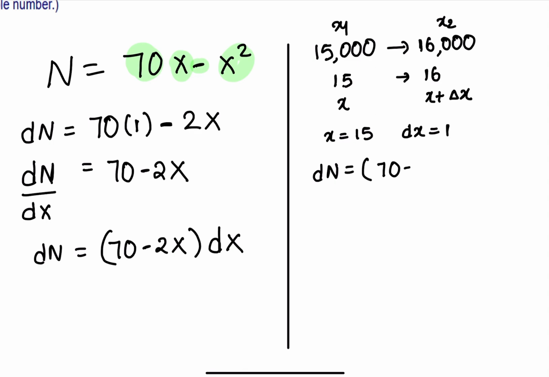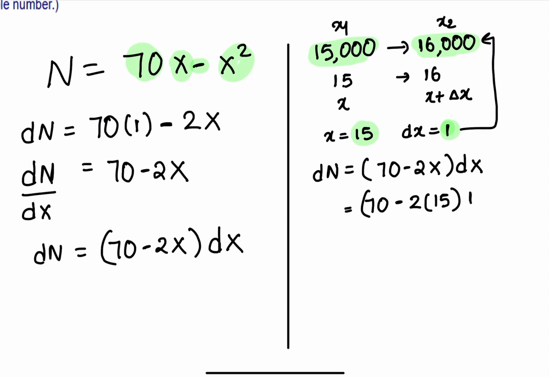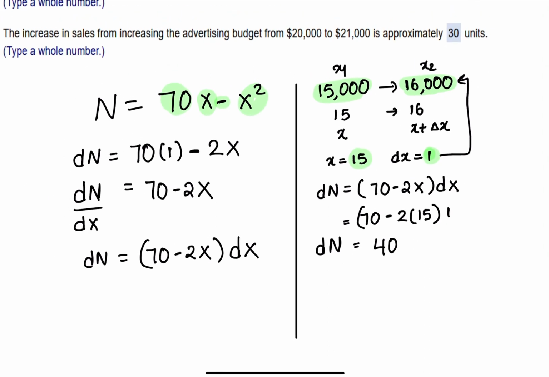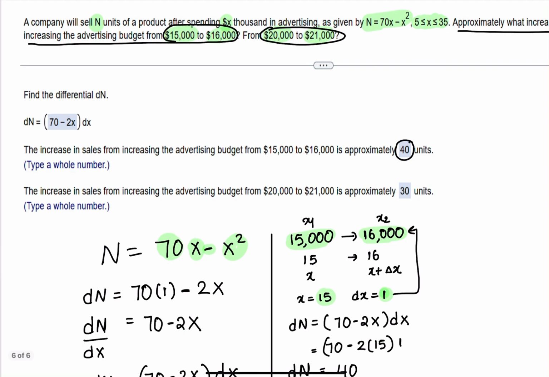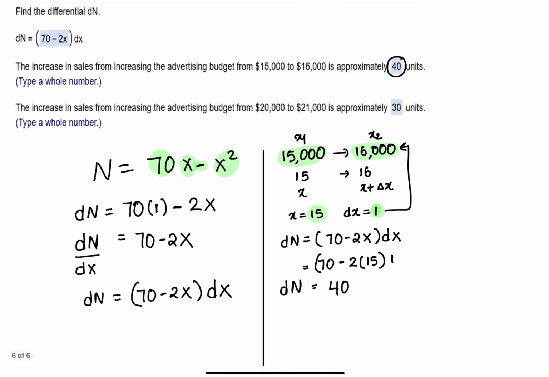dn is equal to 70 minus 2x dx. Now you say, how do I know 15 is x? Your initial value is always your x, and the increase from 15 to 16 is 1,000. But remember, x is in thousands, so I take 1. So that little dx is 1. Your x is 15. Now 15 plus 1 gives you 16. Initially it was 15, it went up 1, now it became 16. So this is 70 minus 2 times 15. The change is 1. So this is 70 minus 30, which is 40. So the change in number of units when your budget goes from 15 to 16 is 40 units. You will sell 40 units.